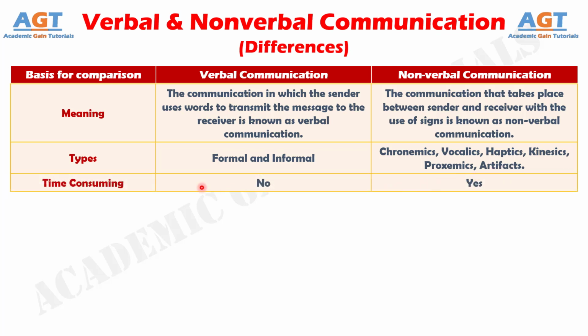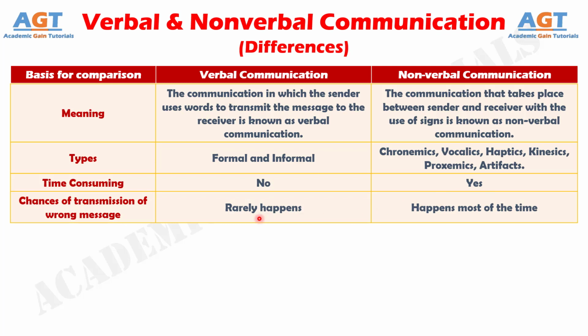Number 3. In verbal communication, the interchange of the message is very fast, which leads to rapid feedback. In opposition to this, nonverbal communication is based more on understanding, which takes time, and hence it is comparatively slow. Number 4. There are very few chances of confusion between the sender and receiver in verbal communication. Conversely, the chances of misunderstanding and confusion in nonverbal communication are very high, as language is not used.